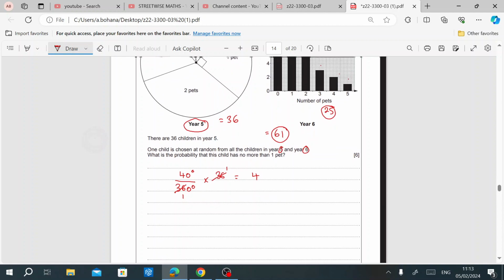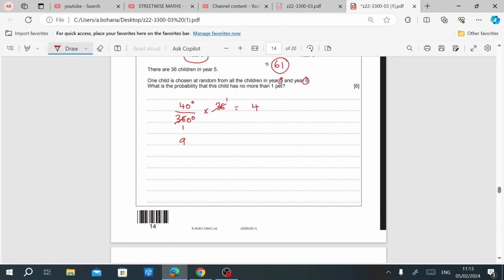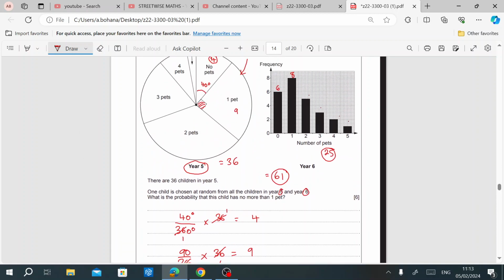Now do the same for 1 pet. We know that that's 90 degrees. So 90 divided by 360 times 36. Cancel them off. So 90 divided by 10 is 9. So we now know there's 9 there altogether.